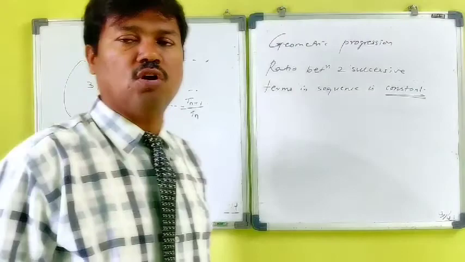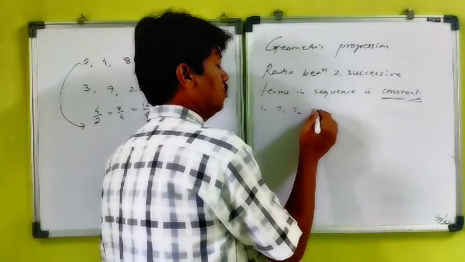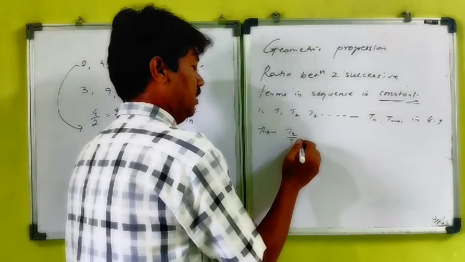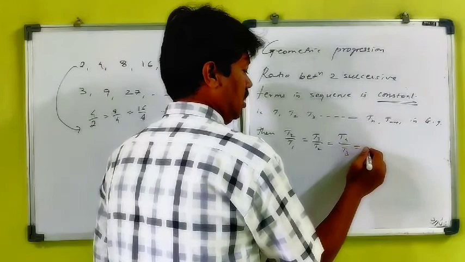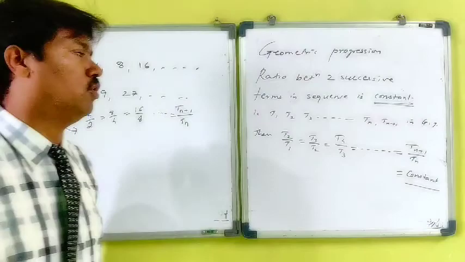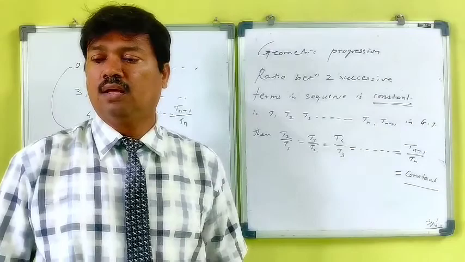That is, if T1, T2, T3, up to Tn plus 1 are in geometric progression, then T2 upon T1 is equal to T3 upon T2 is equal to T4 upon T3 is equal to Tn plus 1 upon Tn. That is equal to what? Constant. Constant means it is free of n. When this type of sequence is there, it is called a geometric progression. That's very simple. Remember this, this is the definition of geometric progression.